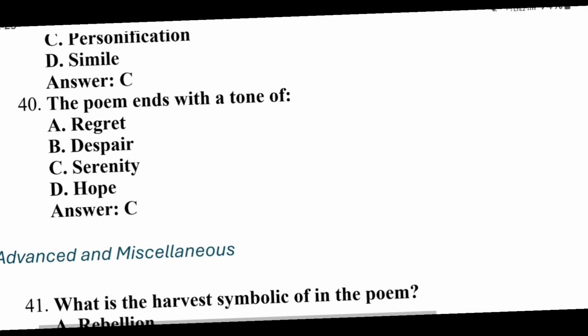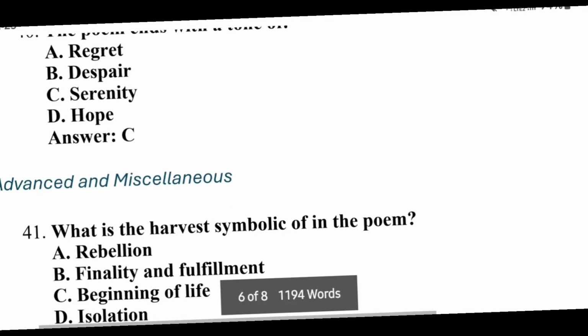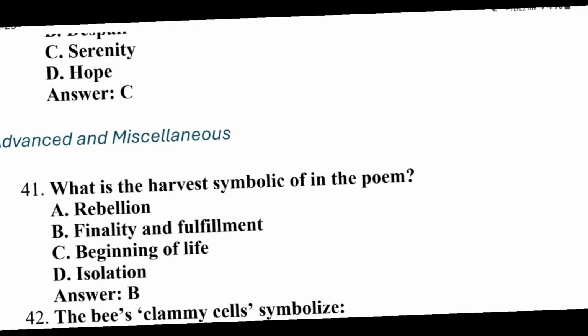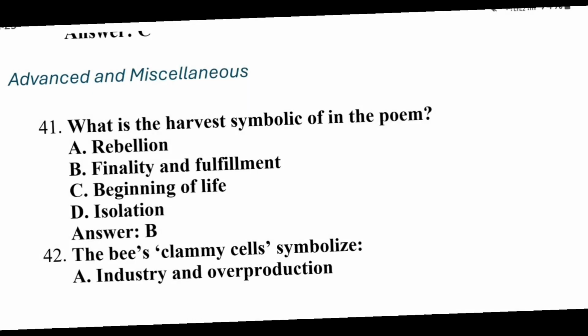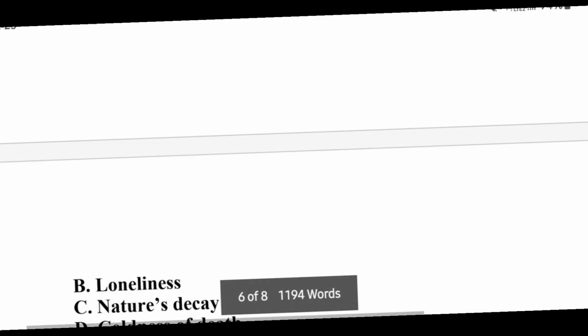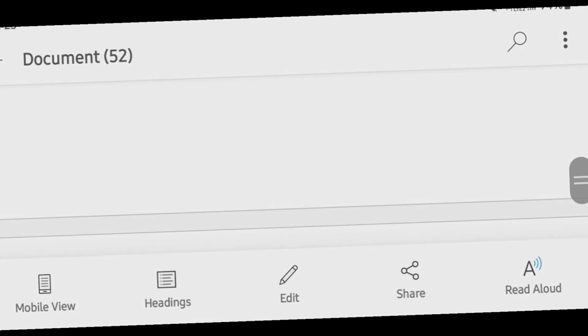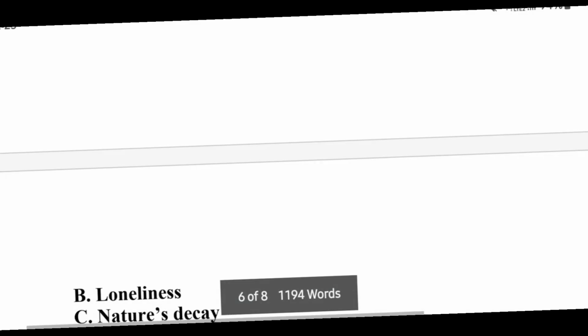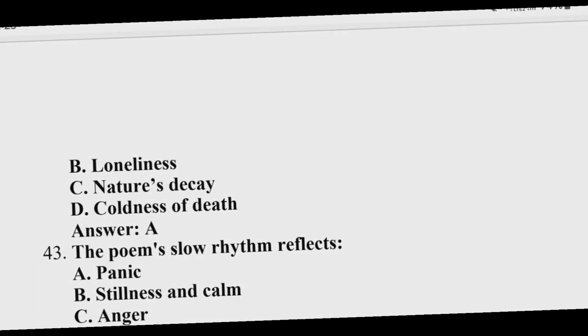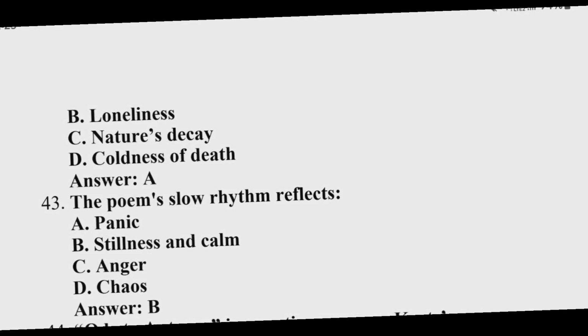Now the last 10 questions are about advanced and miscellaneous questions of this poem. What is the harvest symbolic of in this poem? Harvest is symbolic of finality and fulfillment. The bees' clammy cells symbolize industry and overproduction. The poem's slow rhythm reflects what? It reflects stillness and calm.